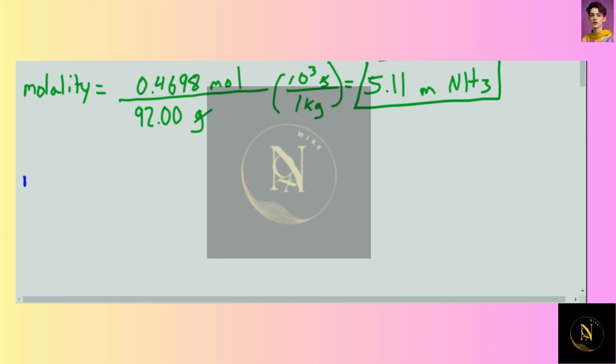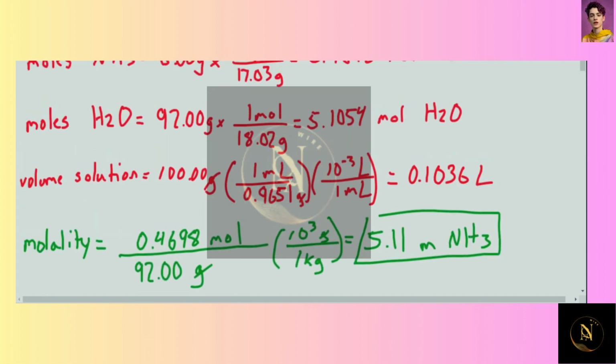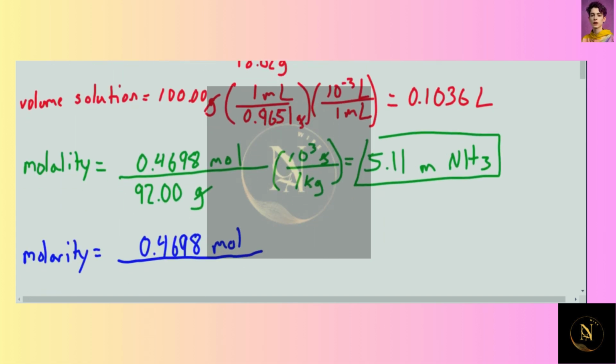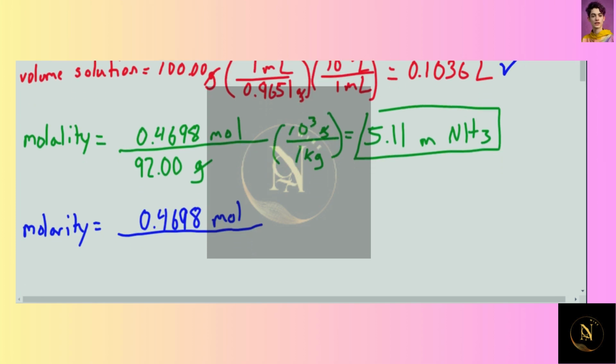So next is molarity. So we have the same numerator, 0.4698 moles of ammonia. Instead of kilograms of water, we now want a volume of solution. So we have 0.1036 liters. So we do this division and we get a value of 4.53 big M molarity NH3.